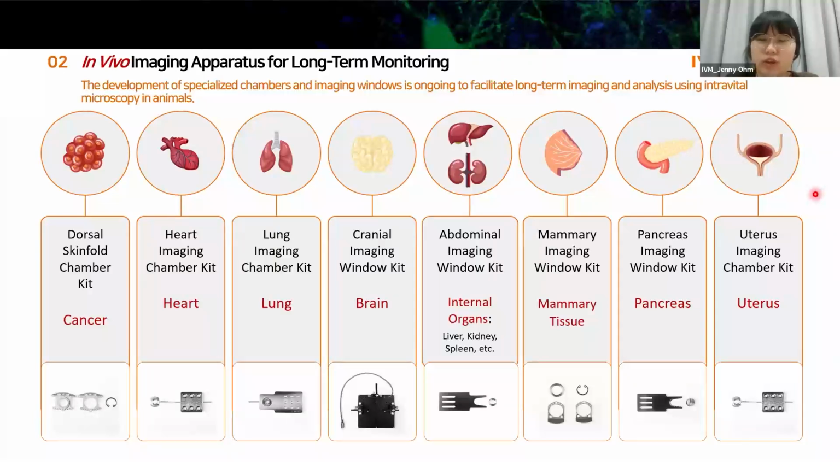The current slide shows examples of some of the most widely used window and chamber designs of IVIN technology. If your research focuses on a specific organ or requires specialized conditions, we are happy to assist with the custom development and optimization of imaging window chambers tailored to your experimental needs. If you are interested or have any inquiries regarding this, please feel free to reach out to us to discuss further on how we can support your research goals.